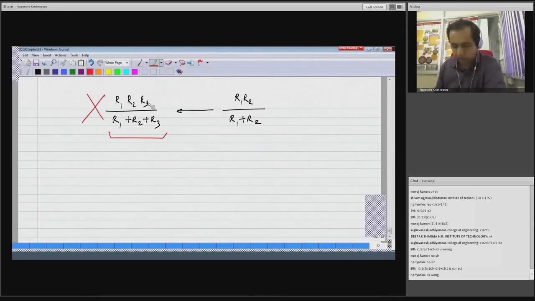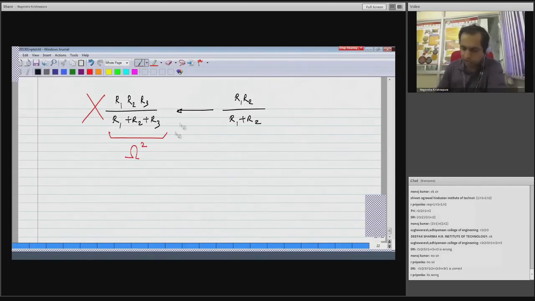If you look at the numerator, you have a product of three resistances, so the unit is ohm cube, and in the bottom you have ohms. So this will have units of ohm square. So this is not a resistance at all. You can't extend it like this.